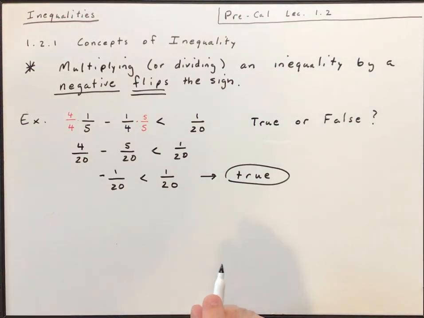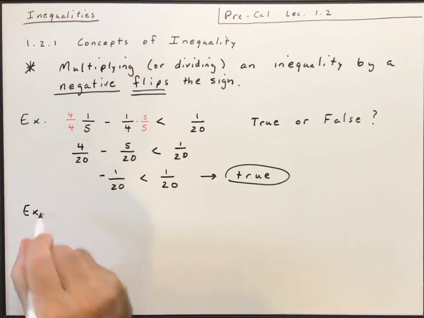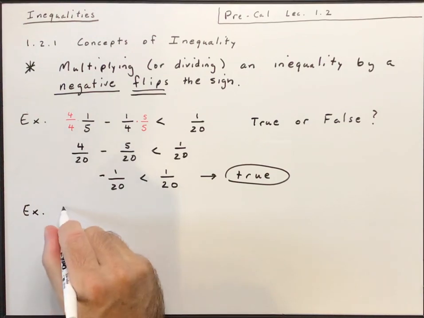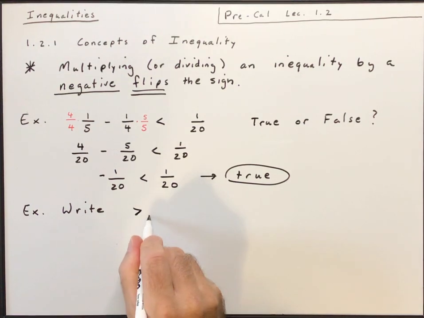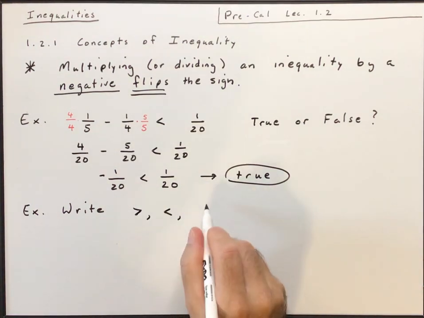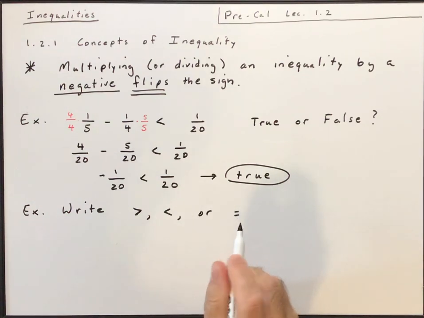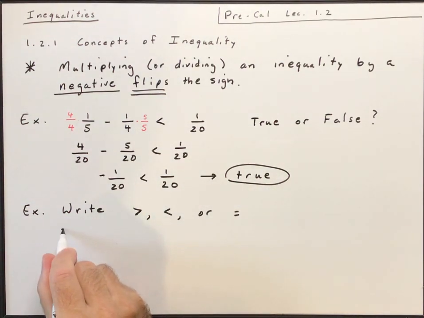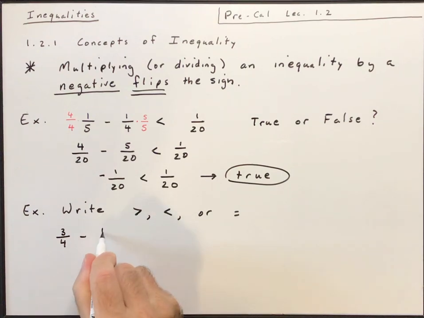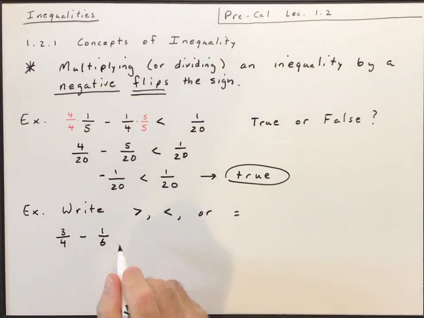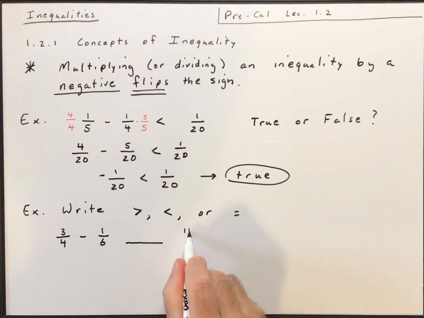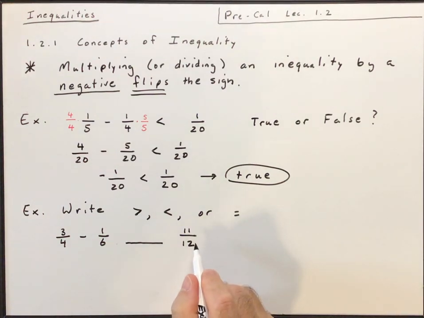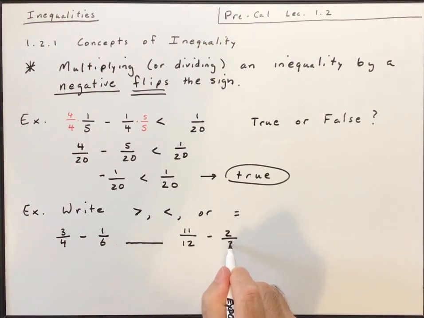All right, let's try another one. In this one, we want to write greater than, less than, or equal. And we have 3/4 minus 1/6, and we're going to insert a blank, 11/12 minus 2/3.